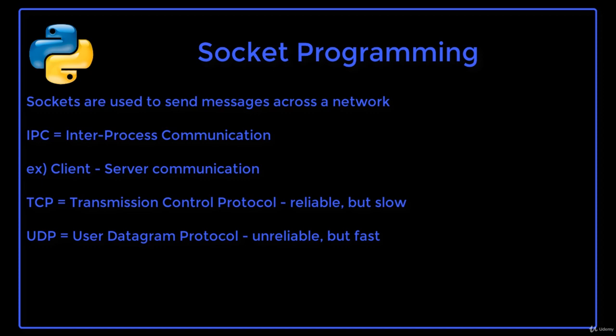If a bank is sending information about a client's account between the client and server, they would use TCP to ensure the information is accurately transmitted. If a fast-paced online game is sending data between its client and server, it would use UDP because it would be more disruptive to have a slower transmission than to be slightly inaccurate.